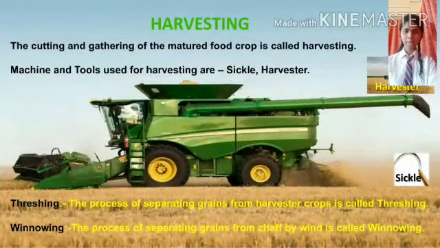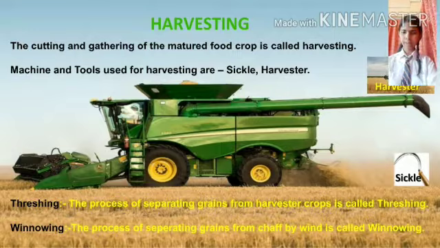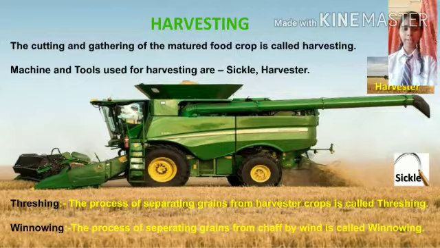Now I will tell you something about harvesting. The cutting and gathering of the matured crop is called harvesting. Here the crops like wheat or rice are cut close to the ground by hand using cutting tools called sickles. This method is called manual harvesting. In large fields, wheat and paddy crops are cut by a motorized machine called a harvester.